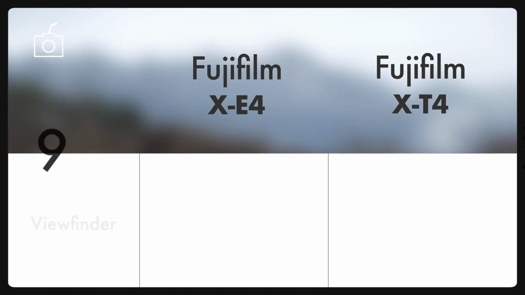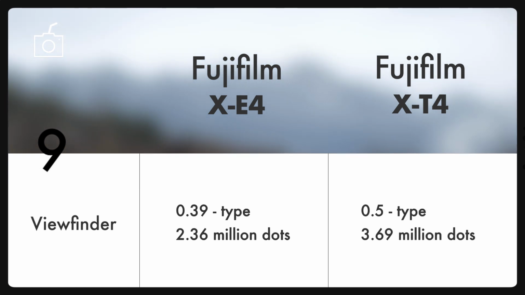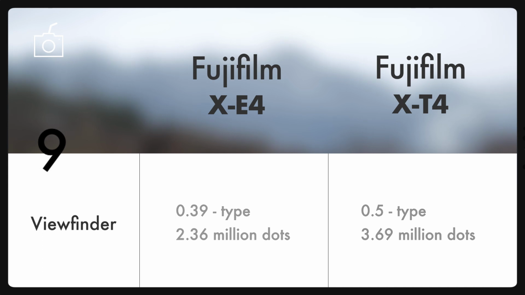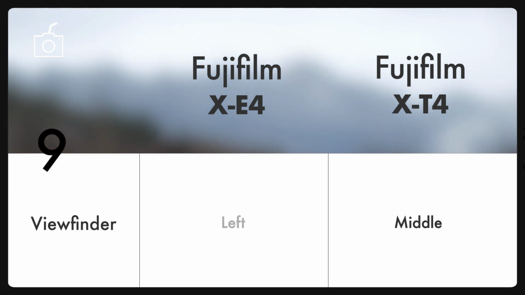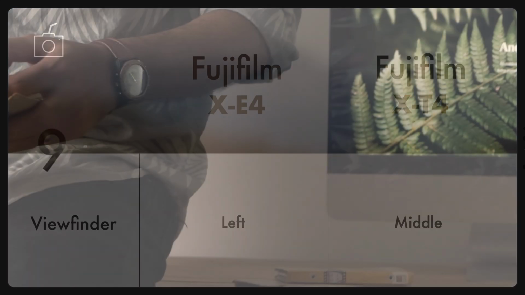And talking about the electronic viewfinder, the X-T4 has a bit bigger EVF with better resolution. Also in X-T4, the EVF is in the middle and in X-E4 it's on the extreme left.